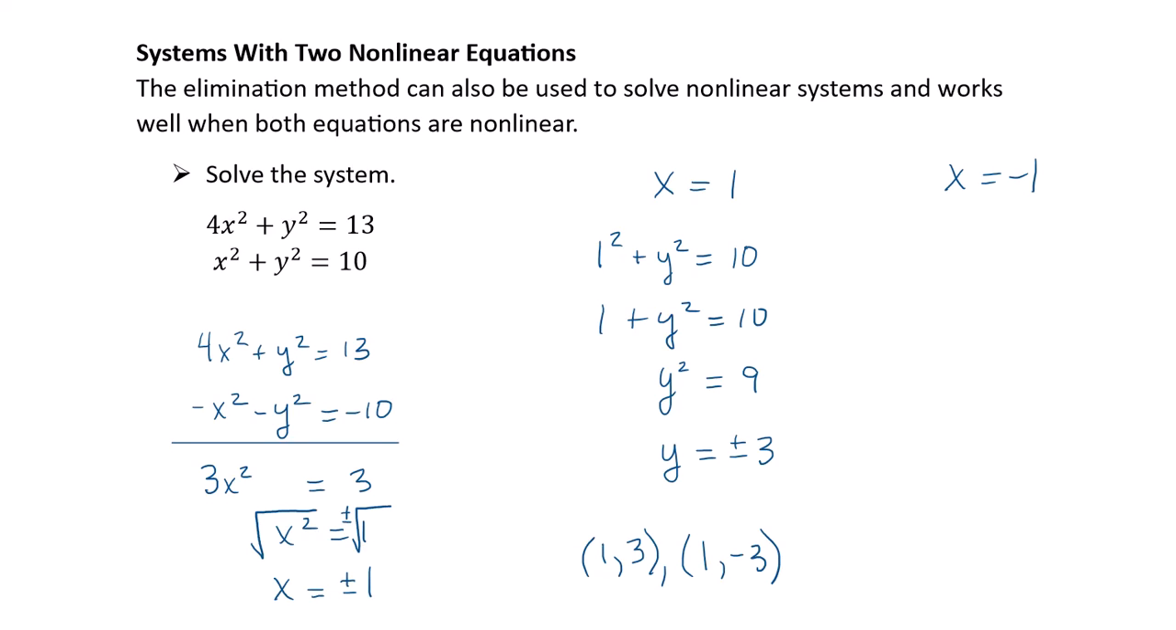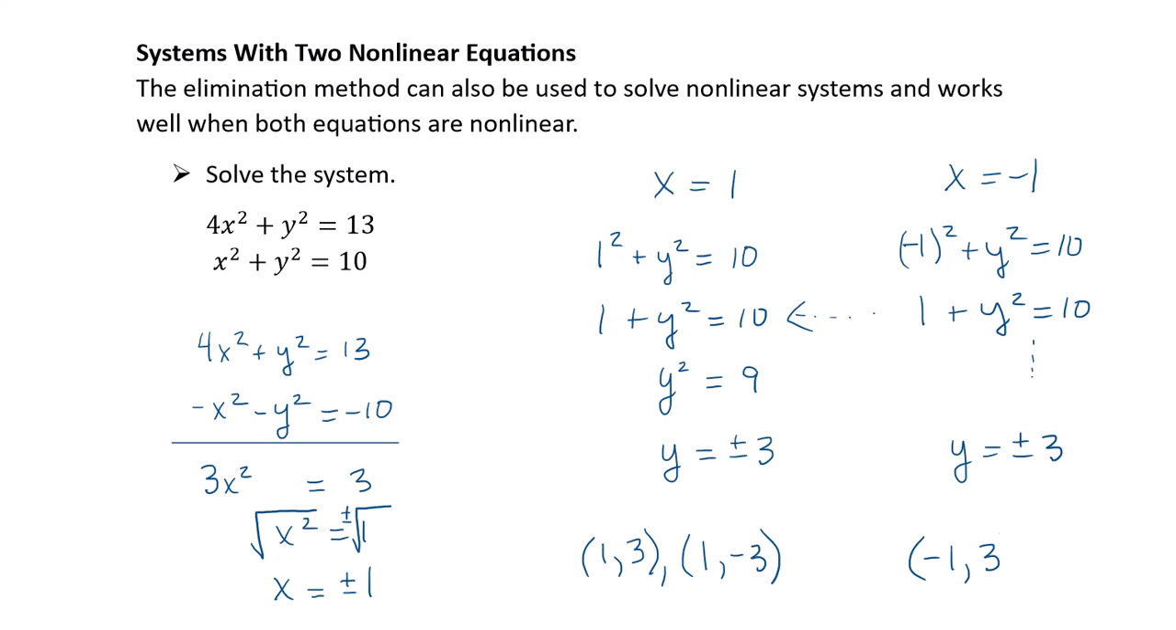Now let's do the same for x equals negative 1. Let's say I have my negative 1 squared plus y squared equals 10. And from here, we can see we have the same as what we had over here. So I'm going to continue down and just say this is y equals plus or minus 3. This means that when x is negative 1, I get a y of 3. And when x is negative 1, then y is also a negative 3.